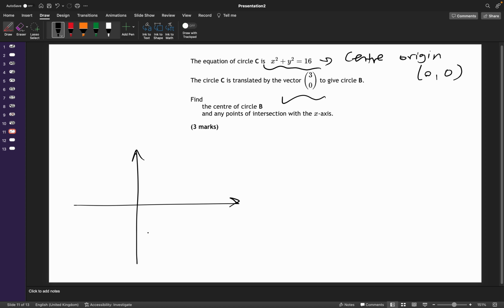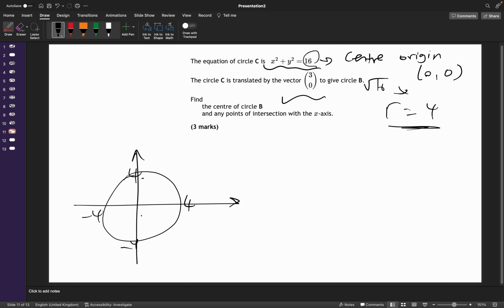If you have a graph here with center origin and x squared plus y squared equals 16, that means r is going to be 4, because to get this 16 we squared the radius. So if you root 16, you get the radius of 4. So the circle is going to go around, if I can draw it, 4, 4, negative 4, and negative 4. Radius of 4, and remember, radius goes in all directions. Let me just rewrite this 4.